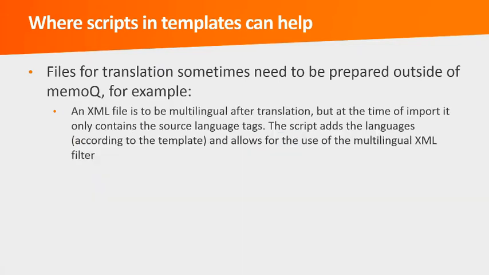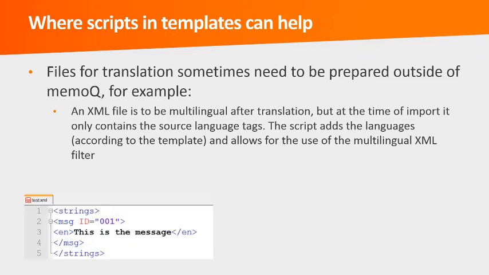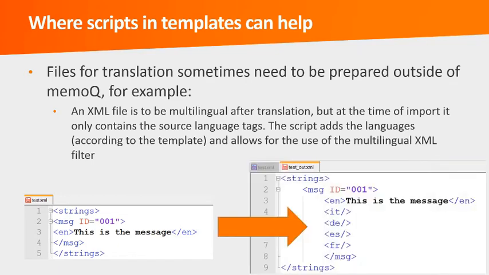And then another of the sample scripts from Kilgray is something for XML files. Imagine you have to translate an XML file and the client says, well, in the end, I want to have a multilingual XML file. I don't want to have an XML file for each and every target language. So what you can do is, if the file looks something like this, the script could run on this file before it imports into memoQ, and it would give memoQ a file that already has the areas where the target languages need to go after translation.